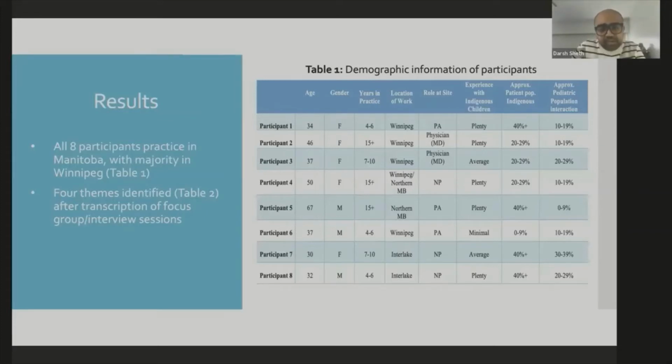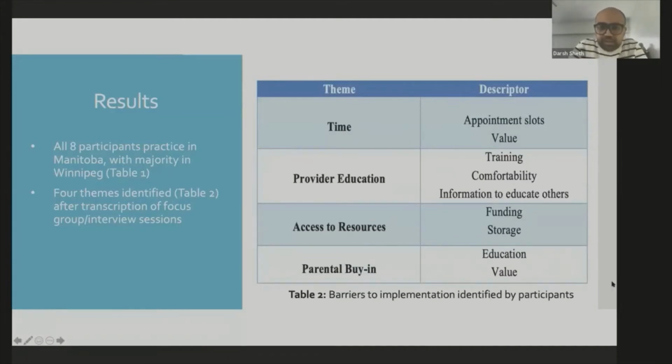At the end, I was able to identify 4 themes after transcription of all these focus group and interview sessions, which is outlined here. The 4 themes identified as barriers to implementation were time, provider education, access to resources, and parental buy-in. These were all overall big-ticket themes, and I subdivided each theme into descriptors.